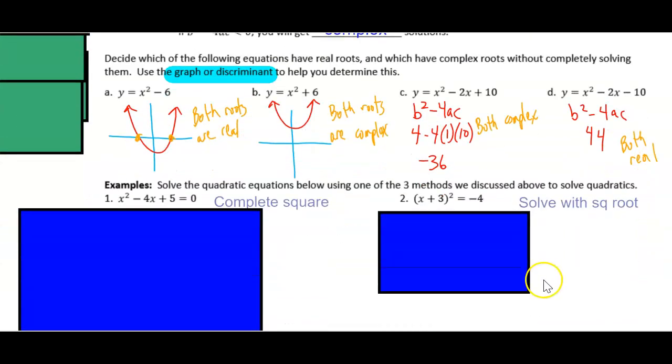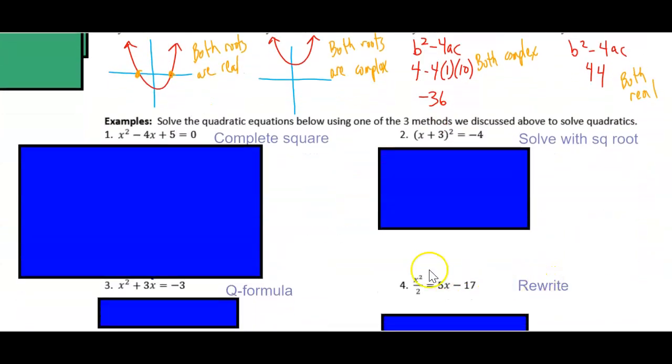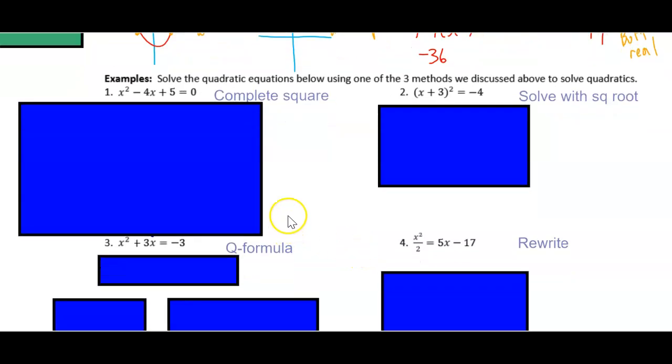Okay, so now we're solving the quadratic equations below using certain methods. Let's try to use the path of least resistance for each of these. For number 1, I'm going to illustrate how we can use completing the square, and then we'll go through some other methods as well.